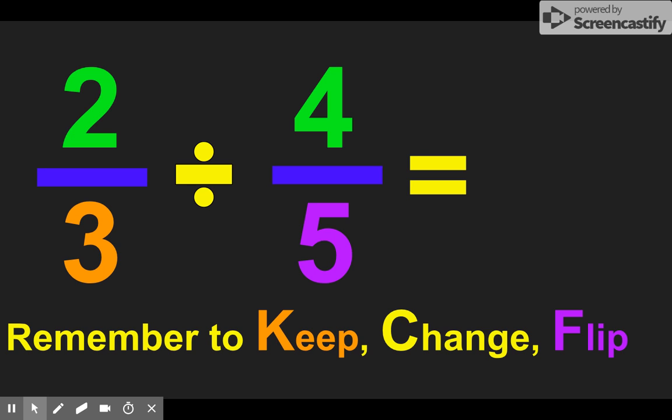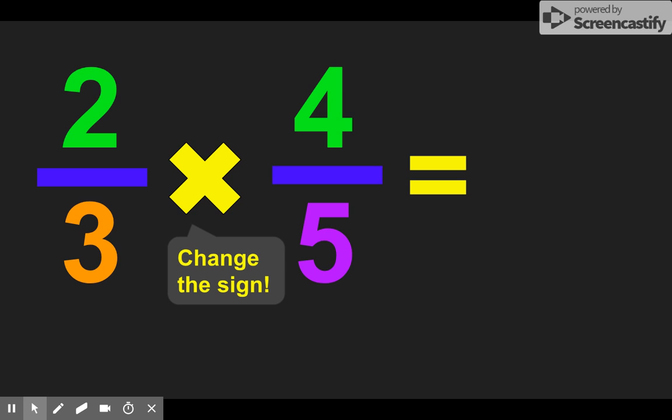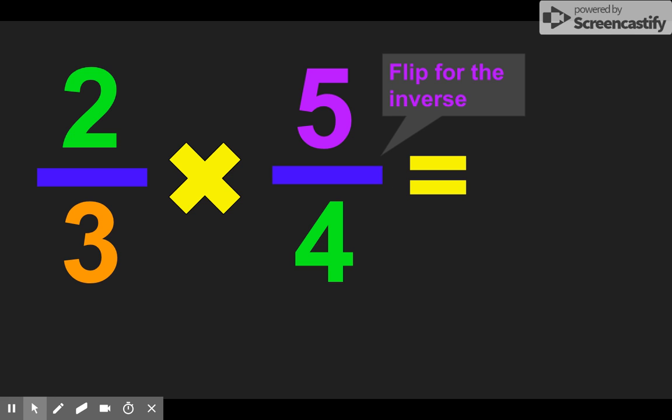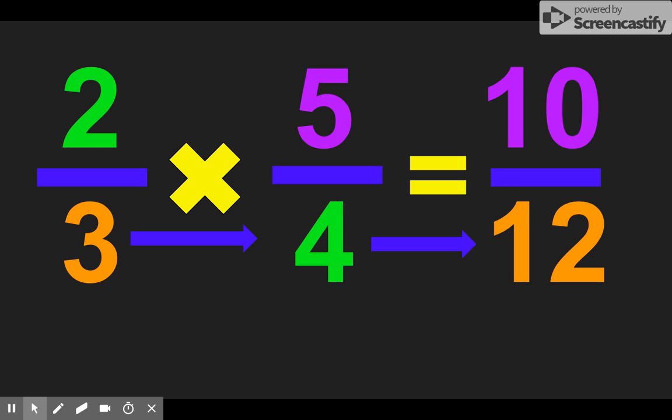All right, we're back. So did you keep, change, and flip? Let's take a look. To solve this, we want to keep that first fraction, 2/3. The next step is we change the sign to a multiplication sign. And now we have to find the inverse of this fraction by flipping it. So 4/5 becomes 5/4. The next step is to start multiplying across. 2 times 5 gives us 10. 3 times 4 gives us 12. And so we have our answer.